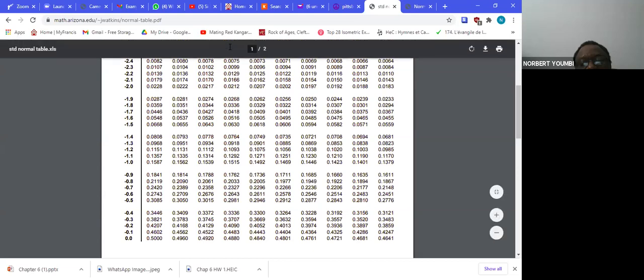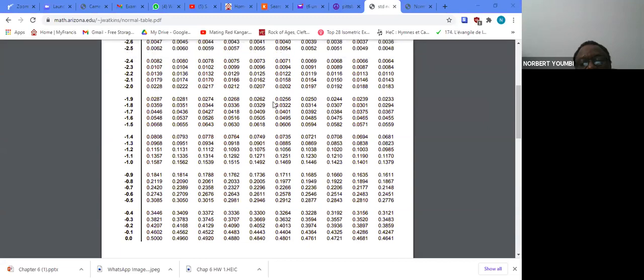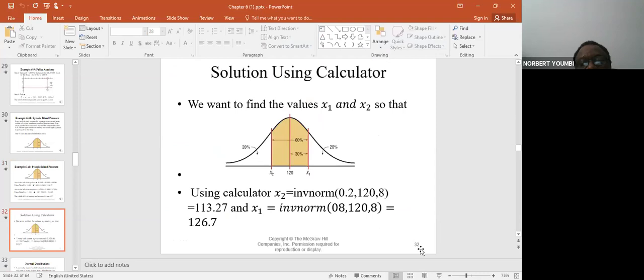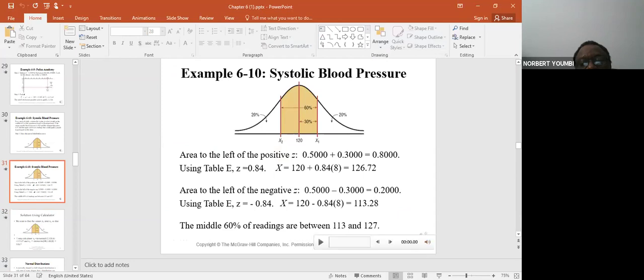We go back to the PowerPoint to apply it to the formula. So applying 0.84 to the formula, we got x equals mean plus sigma z, and we get 126.72. Now for the negative part, we will get x equals 120 minus 0.84 times 8, and we get 113.28. So the individuals that could be selected are those whose readings are between 113 and 127.